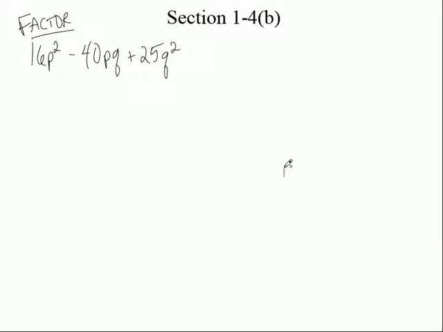Okay, let's take a look at this one. Looks a little uglier than what we've done before, but let's see if it's one of those perfect square things. First of all, is something being squared to give you this? Yeah, 4p, right? Is something being squared to give you this? Yes. Let's check the middle term. How do we check the middle term?